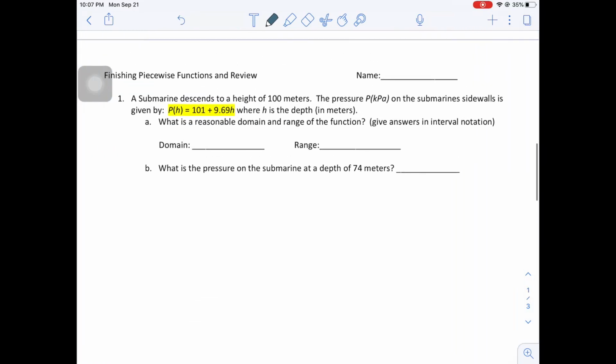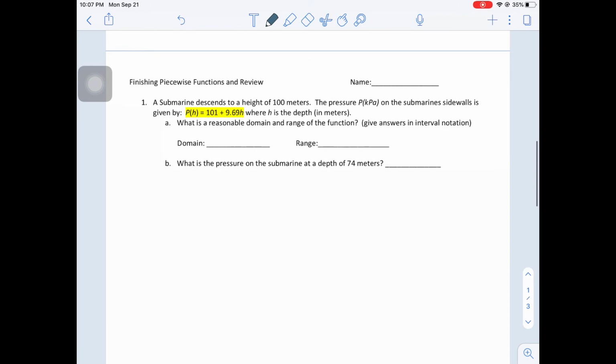All right, last question here. So this is a question not really necessarily working with piecewise functions, but let's take a look at what it is asking about. It says a submarine descends to a height of 100 meters. Okay, should probably say depth, right? A depth of 100 meters. The pressure P in kilopascals on the submarine's sidewalls is given by this equation. So P of H is equal to 101 plus 9.69 H, where H is the depth in meters. Okay. What is a reasonable domain and range of this function? Give answers in interval notation.